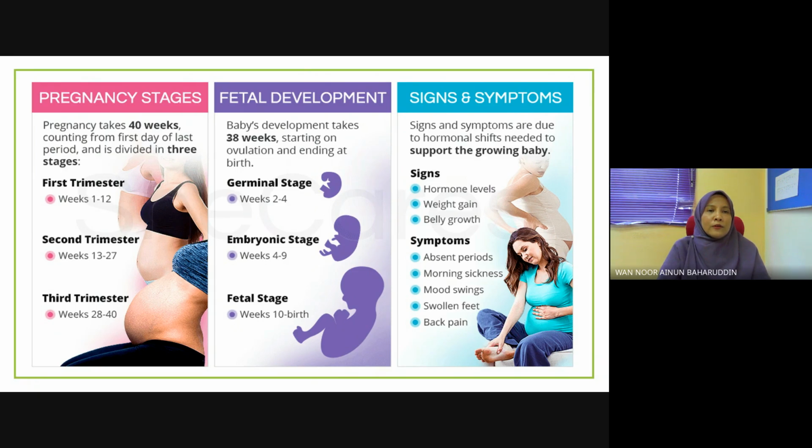So these are all the stages. Starting from the mother herself, we have three partitions: the first, second, and third trimester. For fetal development, it starts from the germinal stage, embryonic stage, and fetal stage. And there are also the signs and symptoms, which are regulated by the hormones: weight gain and belly growth, and the symptoms are a missed period, morning sickness, mood swings, swollen feet, and back pain.